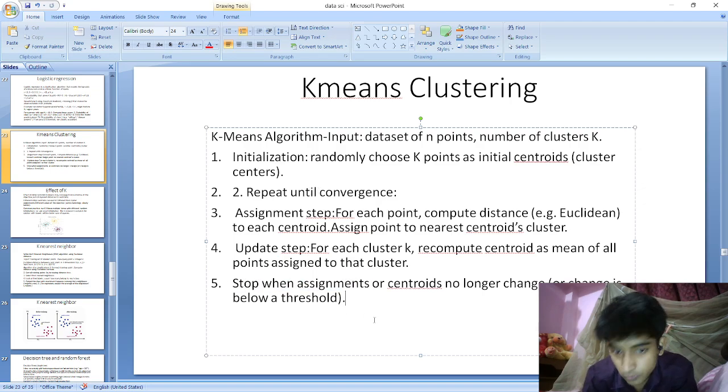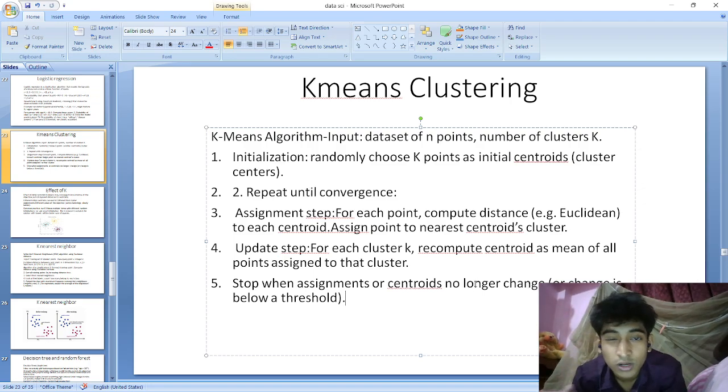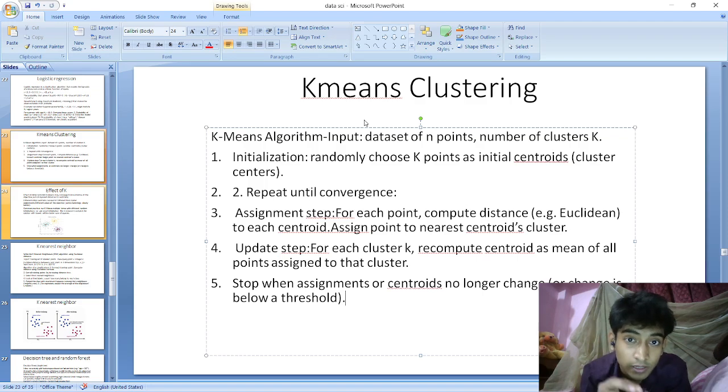Now we do this until we achieve convergence, or until cluster assignments stop changing. So the final step is to stop when assignments or centroids no longer change, or change is below a threshold, right? This is the algorithm of k-means clustering. Here we are performing clustering based on clusters where data points in the same cluster are similar, and if we take two clusters, those data points will be different from each other, right?